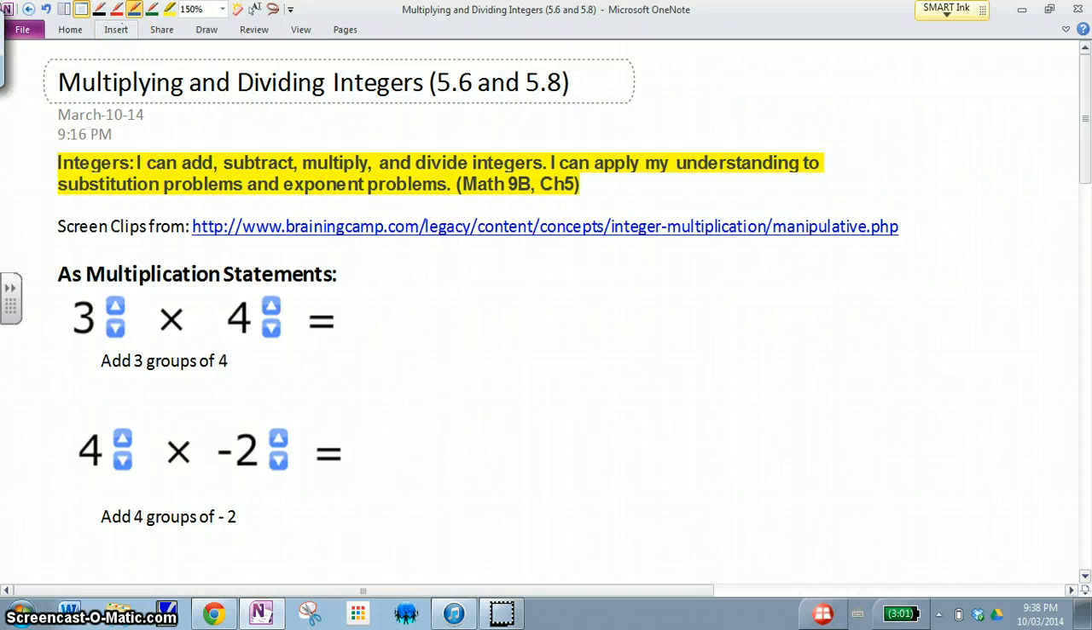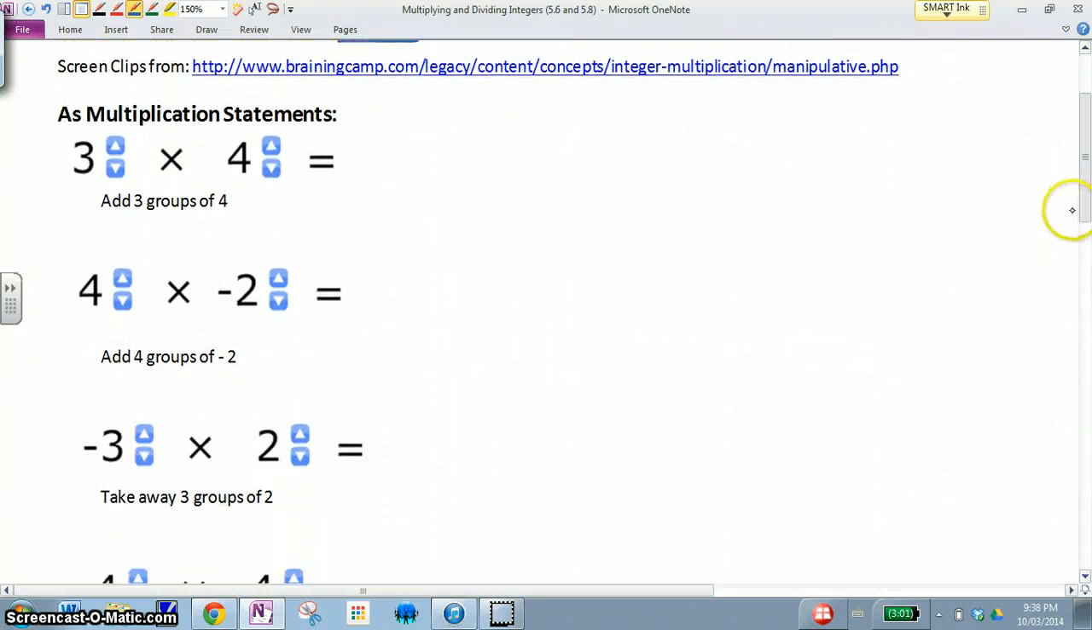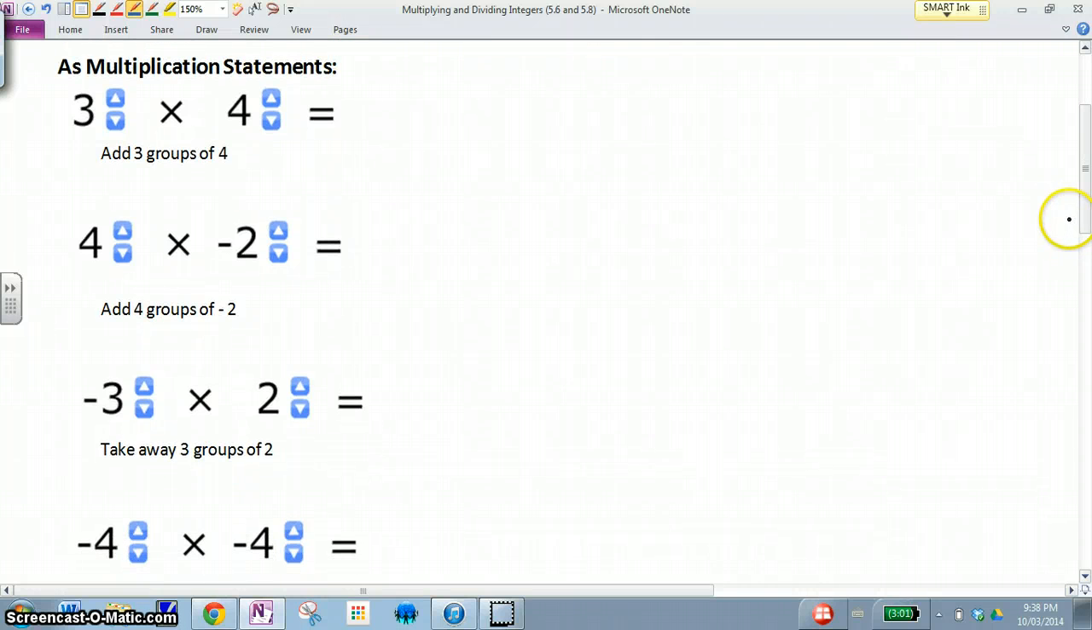Alright, taking a look at multiplying and dividing integers here. Our goal is to be able to add, subtract, multiply, and divide integers, and then apply our understanding to substitution problems and exponent problems. First off, we're kind of backing up to a groups model of multiplication here.